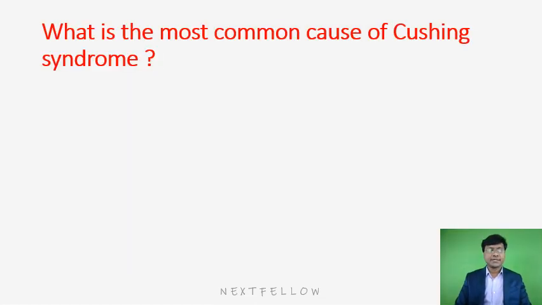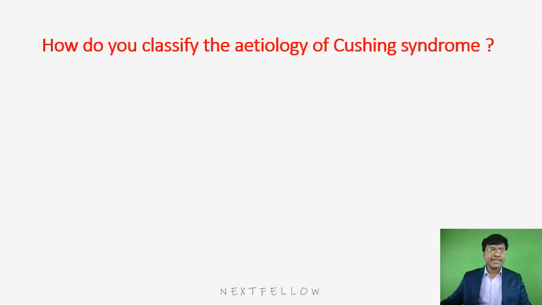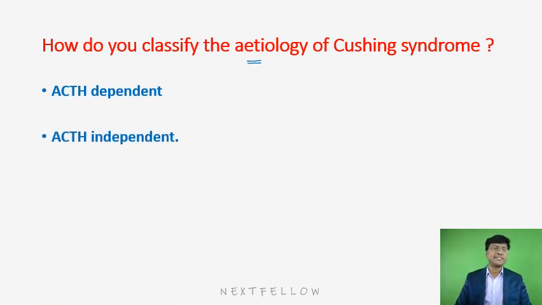Then if we take up the discussion of Cushing's. So Cushing syndrome is what? It is the disorder where there is excessive production of steroids. The most common cause of Cushing syndrome is exogenous steroid supplementation, that is iatrogenic steroid supplementation. Then, how do you classify the etiology of Cushing syndrome? We classify the etiology as ACTH dependent and ACTH independent.